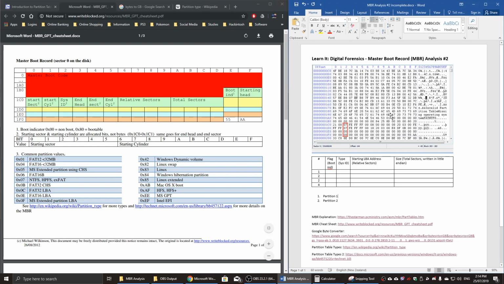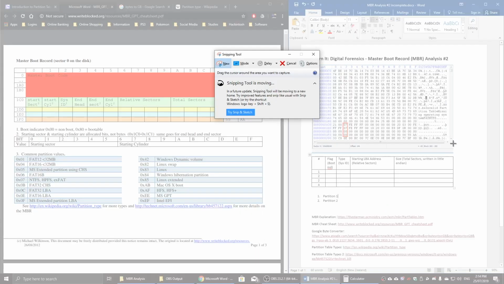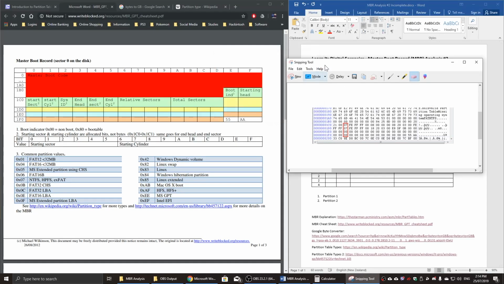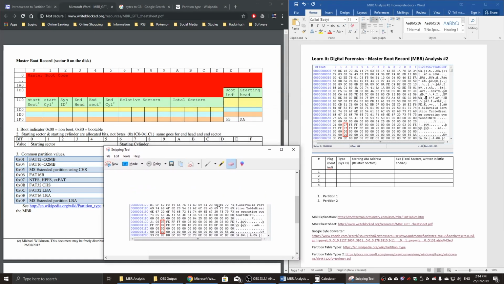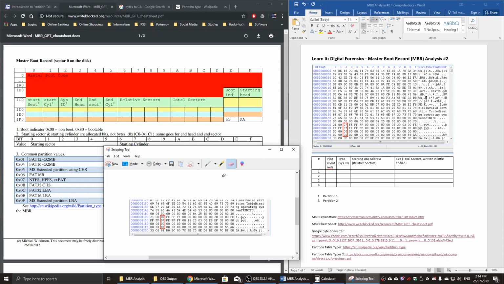So I have this new MBR on the right hand side, and I'm just going to use a snipping tool to take a crop of where I think the partition information is going to be. From the layout, we understand that the MBR ends with a magic number of 55AA, and just above that, starting just above that, is the last partition, partition 4, and above that would be partition 3, and then just above that is partition 2 and 1.